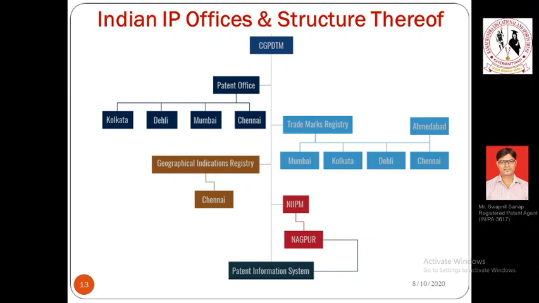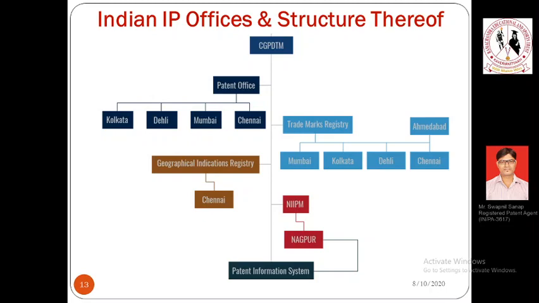Second important office under the CGPDTM is the Trademark Registry. Unlike the Patent Office, there are five trademark registries. The most important registry is in Mumbai, then Kolkata, Delhi, Chennai and Ahmedabad. Again, these are distributed based on the jurisdiction that we just discussed. By the way, CGPDTM sits in the Mumbai Patent Office. So wherever the CGPDTM sits is considered the head office, and thus Mumbai is considered the head office of all the offices.